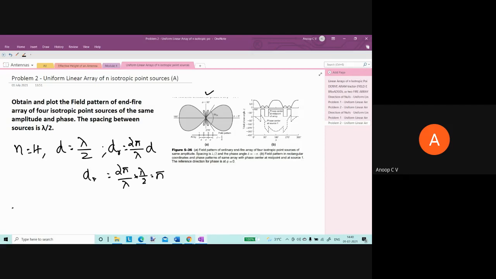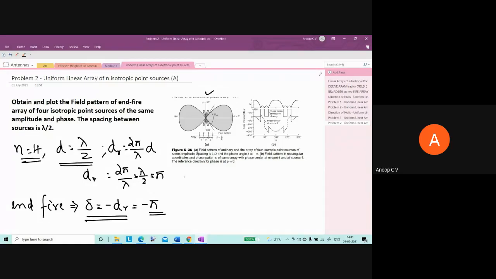And given again end fire. So from that I can infer delta is equal to minus dr. So in this case that is equal to minus pi. So these are given in the question. n is equal to 4 is given, d is lambda by 2 is given, and delta is equal to minus dr is also given. So we can find dr to be equal to pi and delta should be equal to minus pi.